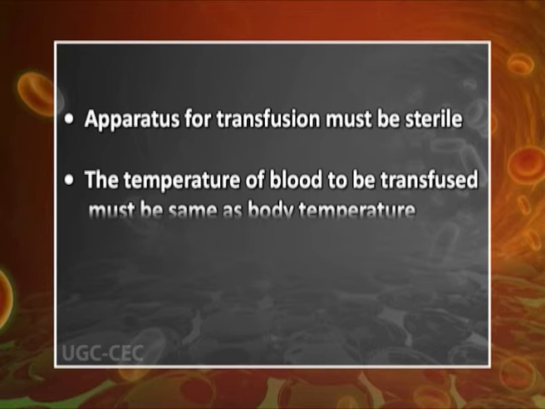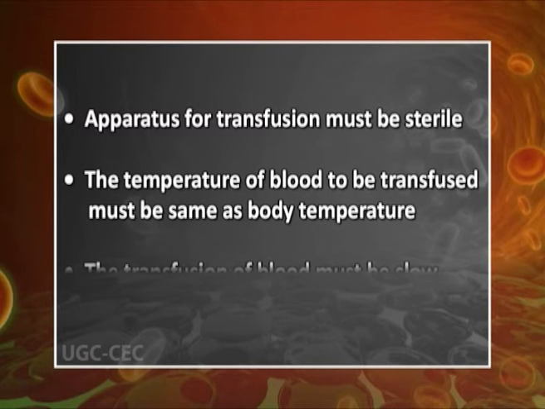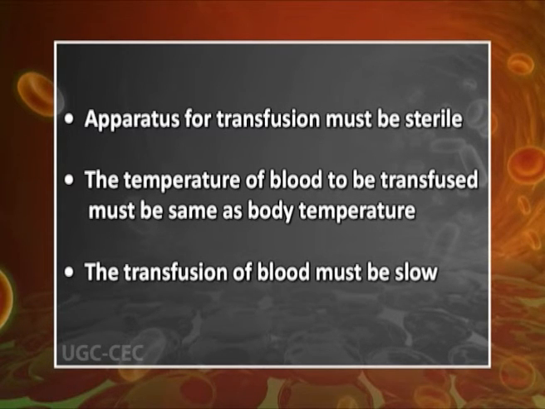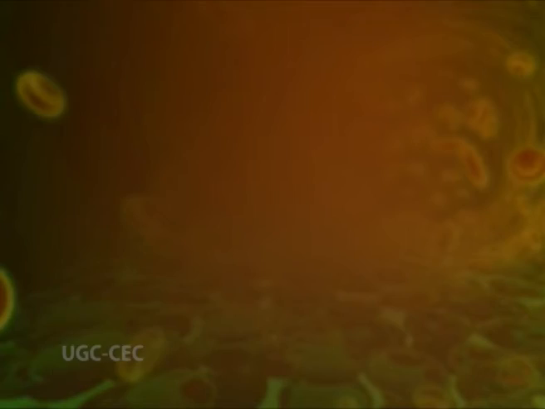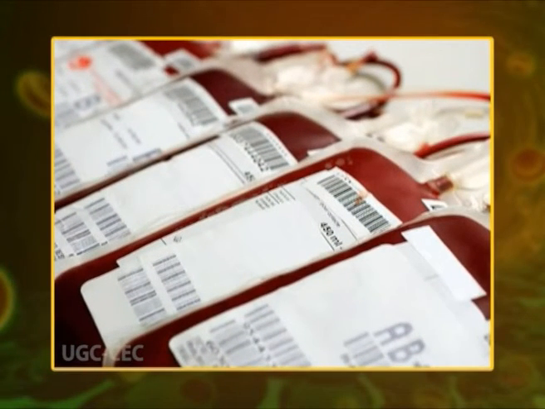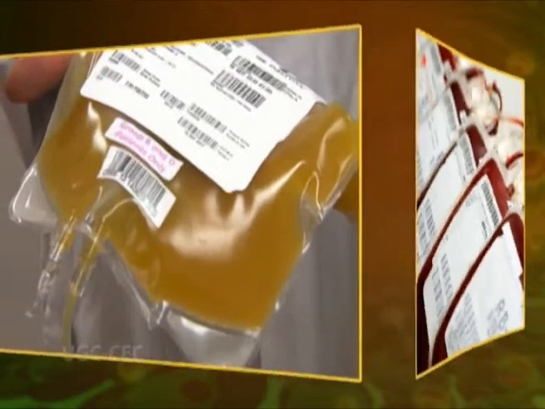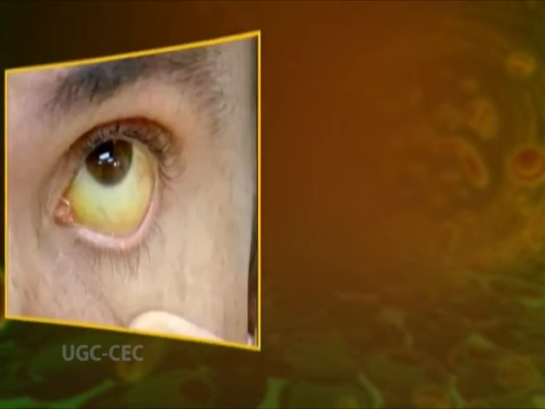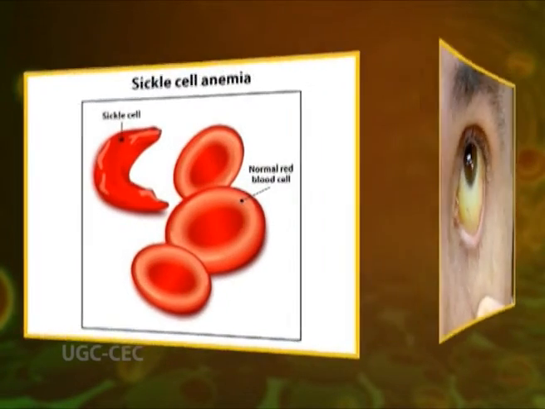The temperature of blood to be transfused must be same as body temperature. The transfusion of blood must be slow. The sudden rapid infusion of blood into the body increases the load on the heart, resulting in many complications. Blood is transferred by exchange transfusion, which involves the removal of patient's blood and replacement with fresh donor blood or plasma. It's otherwise known as replacement transfusion and is an important life-saving procedure usually done in conditions like severe jaundice, sickle cell anemia, etc.